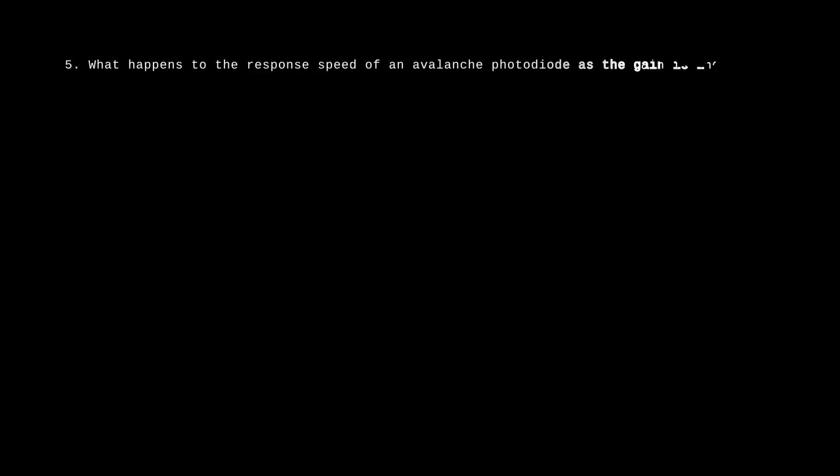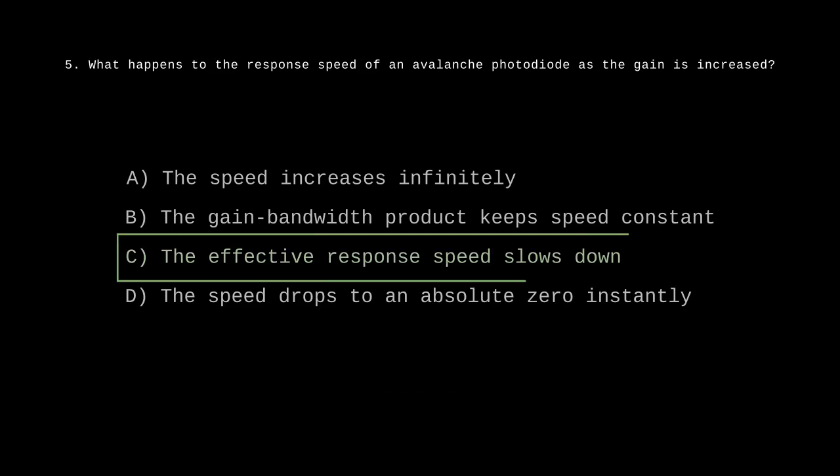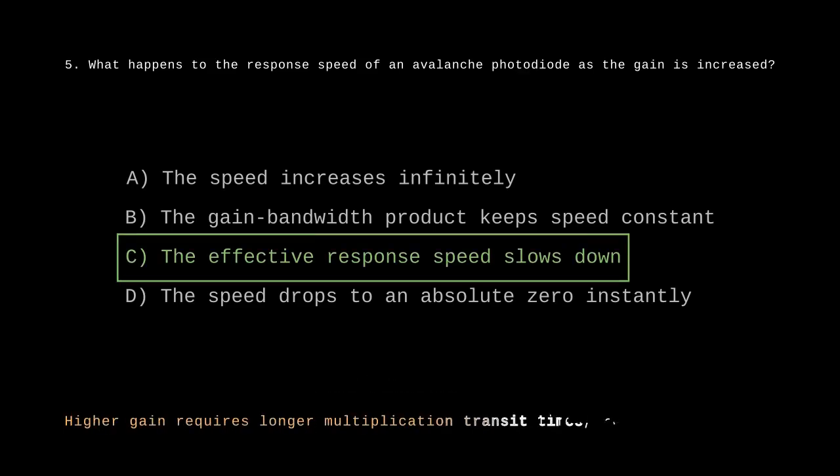Question 5. What happens to the response speed of an avalanche photodiode as the gain is increased? At extremely high gain levels, the avalanche takes longer to build up and decay, which ultimately reduces the device speed.